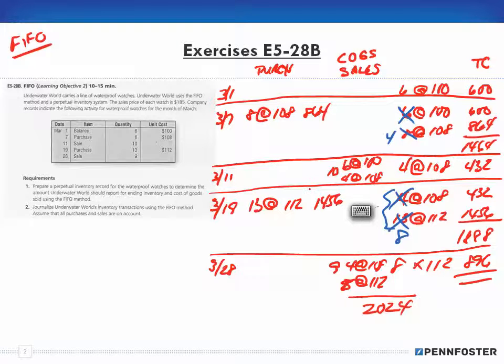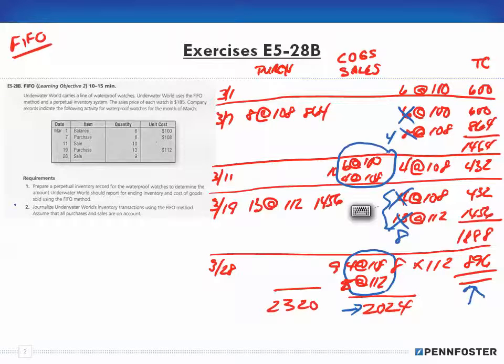And of course, the value of our purchases are the 864 and the 1456, which would end up being 2320. So the total amount of our purchases for the period was 2,320. The total of our cost of goods sold is this plus this, which gives us 2,024. And then the value of our inventory at the end of the accounting period is 896.